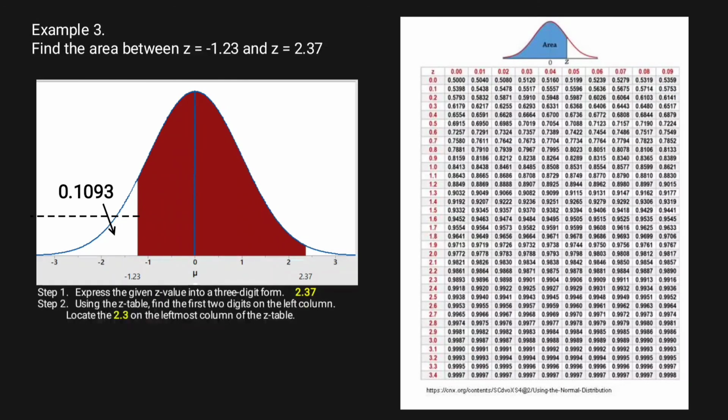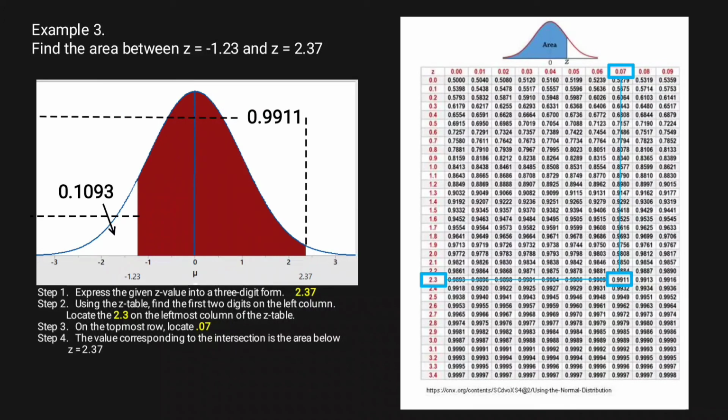So, yan. So, locate the 2.3. Okay, so that is the 2.3. Then, on the topmost row, locate 0.07. Next, find their intersection. The intersection is 0.9911. Okay, so 0.9911 to the left of 2.37. So, lagay natin sa graph. Yan, so 0.9911 to the left.